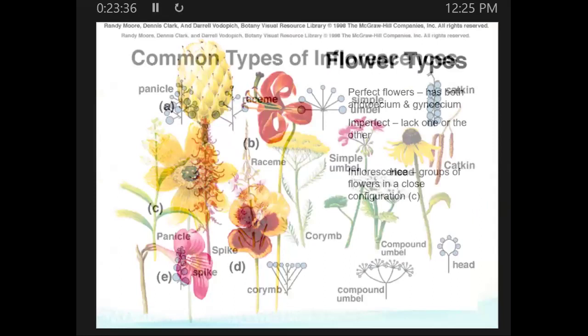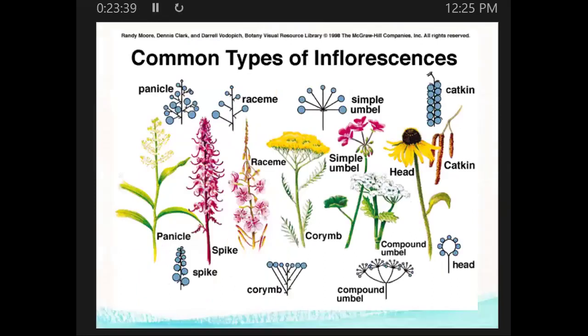I'm not going to get into the anatomy of inflorescences. This image is just to show you the diversity of inflorescences, but I'm not going to ask you about what's a raceme versus a panicle. I'm not going to do that. This is more just to get you to think about the diversity.